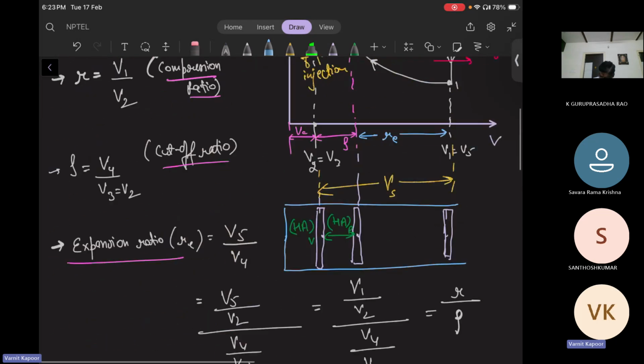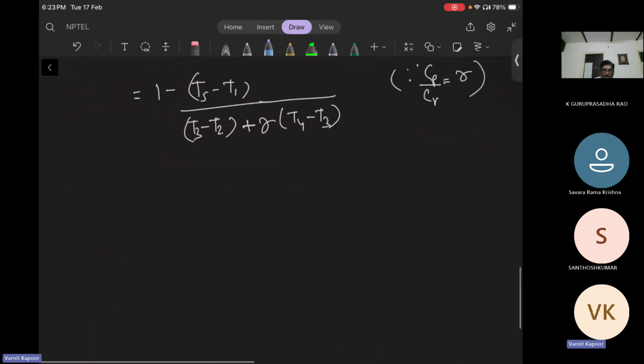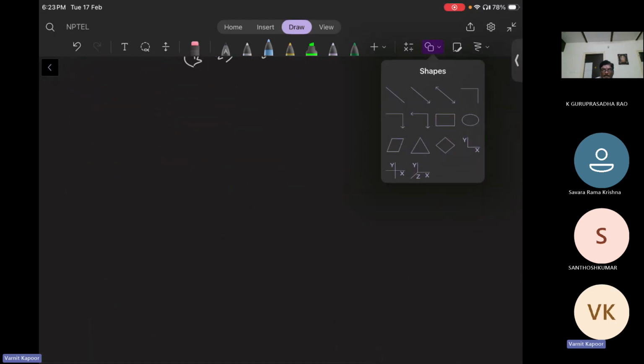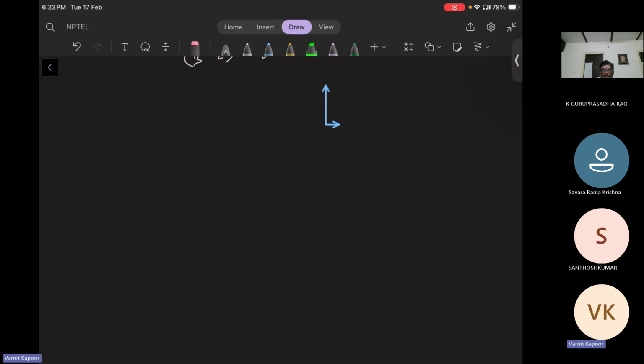One plot was pressure-volume. Another plot, let us make the temperature-entropy plot also, TS. So from 1 to 2, the process was isentropic compression, constant entropy. Compression is happening, so temperature will increase. 2 to 3 was heat addition at constant volume. Let us see, 2 to 3 is heat addition at constant volume.